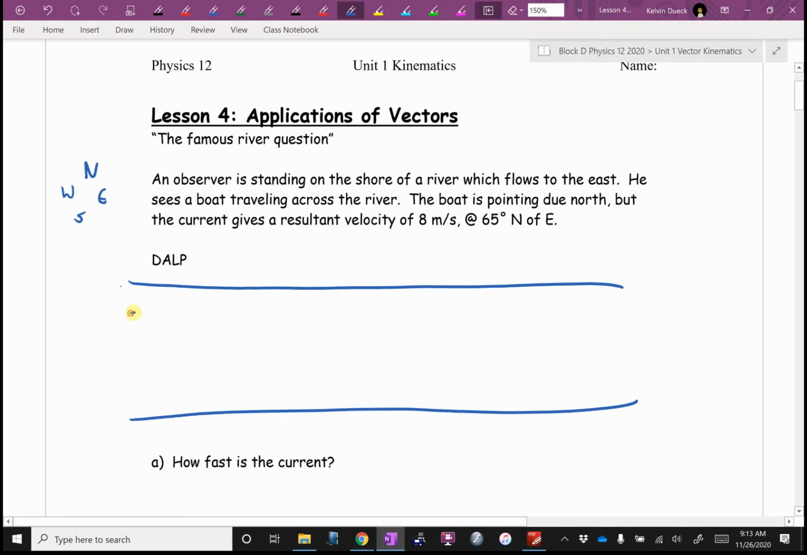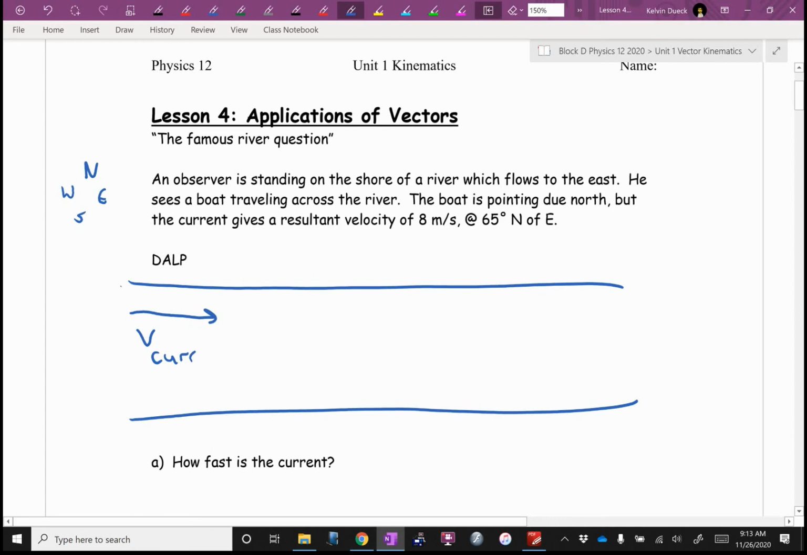Okay. You know what? I'm going to be clever. I'm going to call that V current, just so I'm labeling stuff. I don't know what it is yet, or do I? Well, what's A want me to find? Okay, all right. I haven't yet drawn everything, so river flows due east.